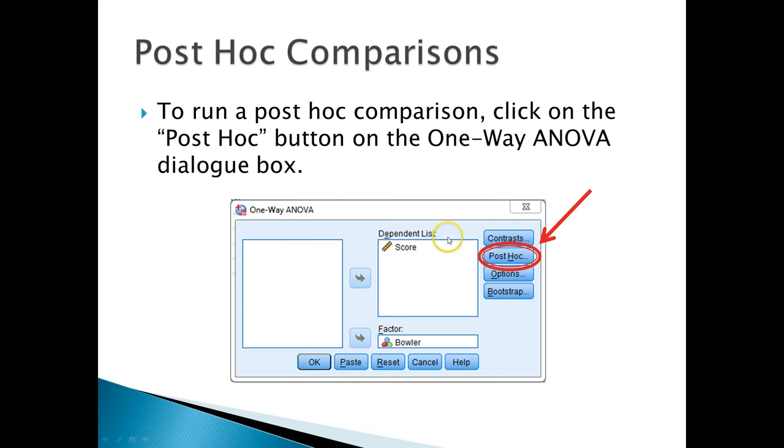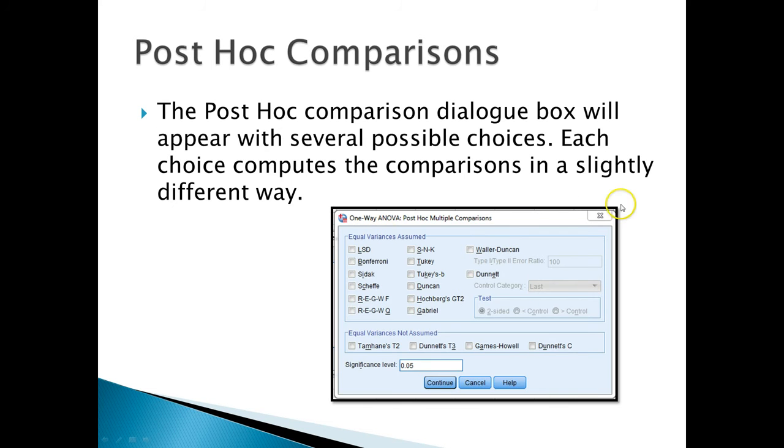bowling score. And you click on this button here that says post hoc. When you click on that, you get a window that looks like this. It's a post hoc comparison dialog box, and you have all these different choices. So all of these are different kinds of post hoc tests.